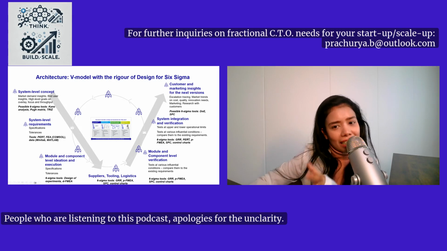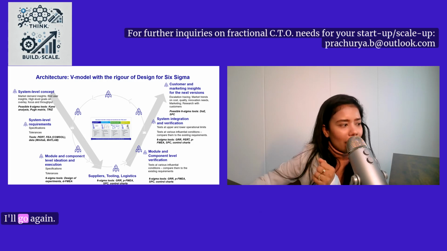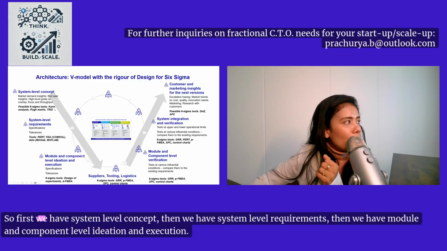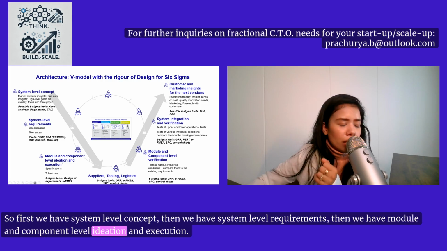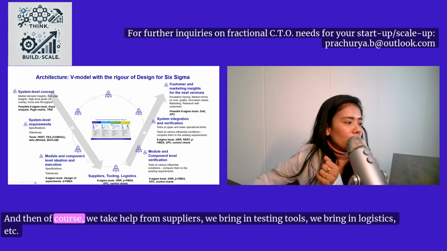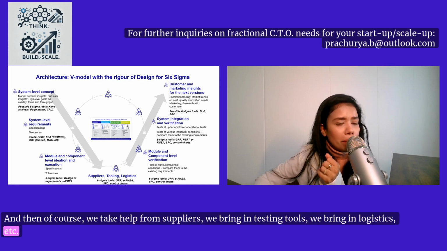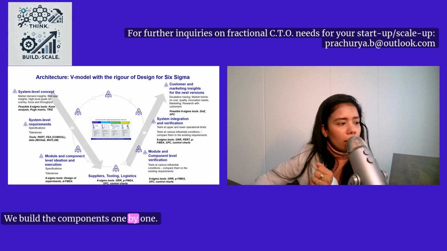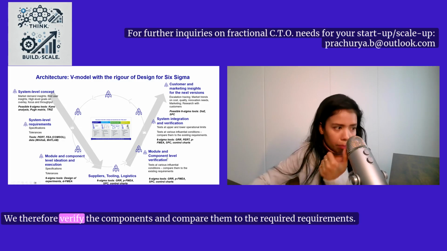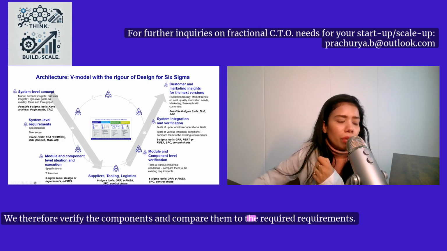People who are listening to this podcast, apologies for the unclarity. I'll go again. So first we have system level concept, then we have system level requirements, then we have module and component level ideation and execution, and then of course we take help from suppliers, we bring in testing tools, we bring in logistics, etc. We build the components one by one. We then verify the components and compare them to the required requirements.